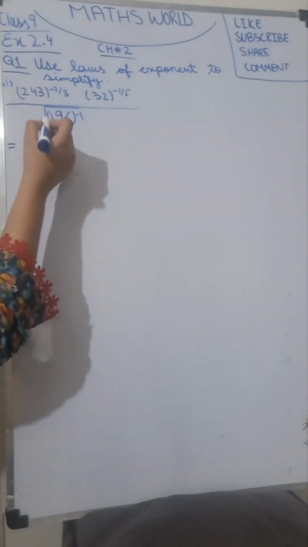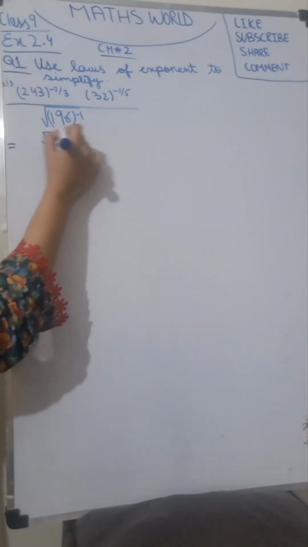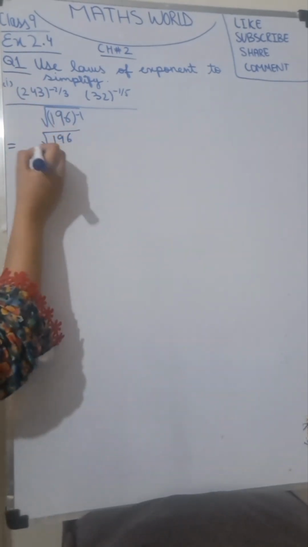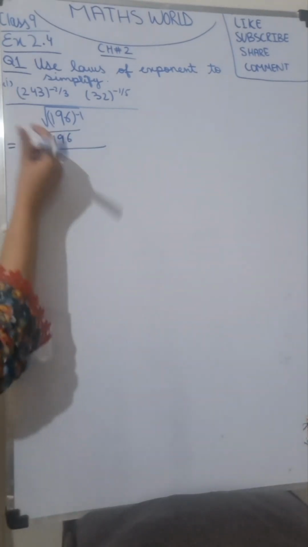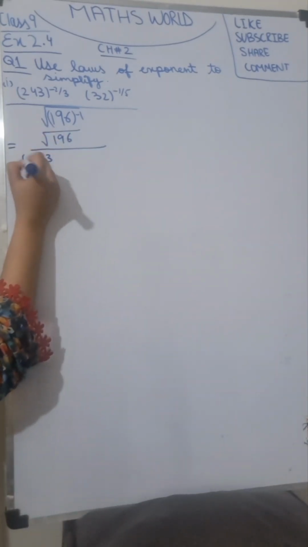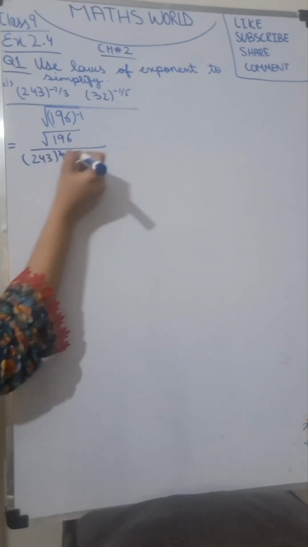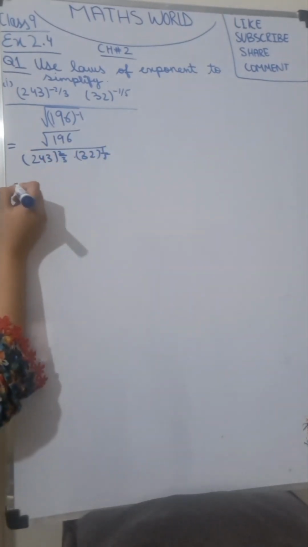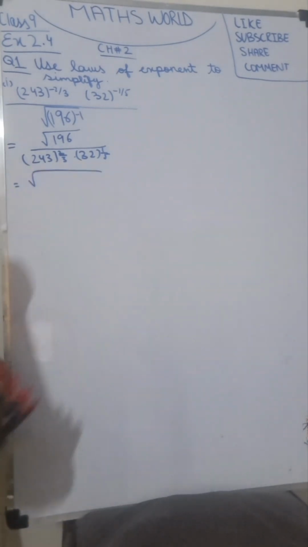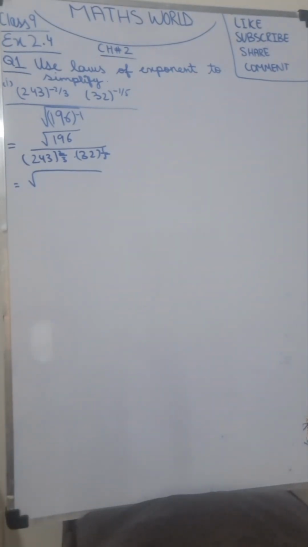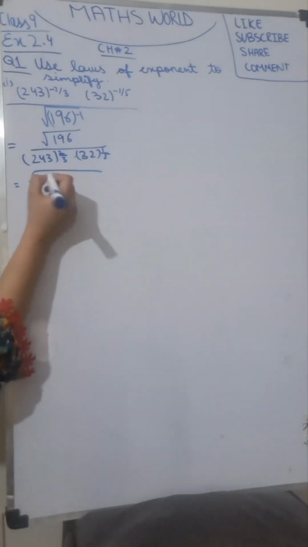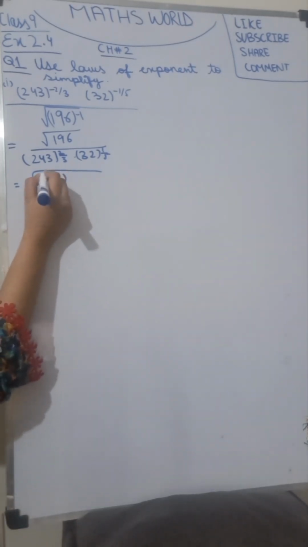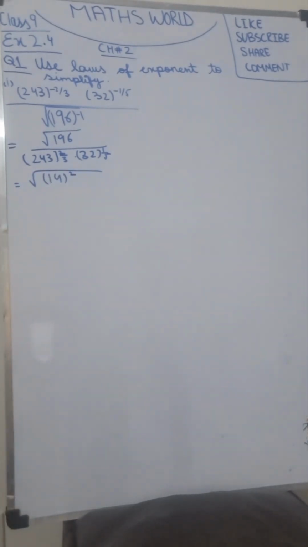So now you will take the reciprocal, and 196 comes here divided by 243^(2/3) and 32^(1/5). Now what will you do? Under root 196, you know 196 is how much? 14 square. You will put it like this.